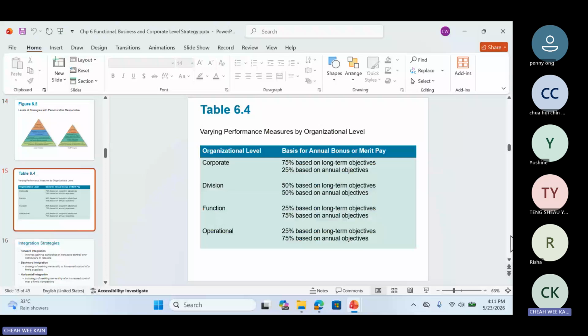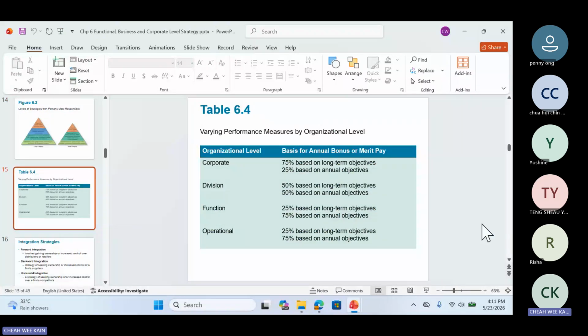Performance measure by organization level. See, let's look at the corporate level. 75% based on long term, 25% short term. So 50-50, 25, then 25. Can you understand? Now, what does that mean for you? The chapter 5, corporate strategy, your long term must be very good. Therefore, your objective or strategy should be very good. And they will pay you accordingly. So you want to be in this level.